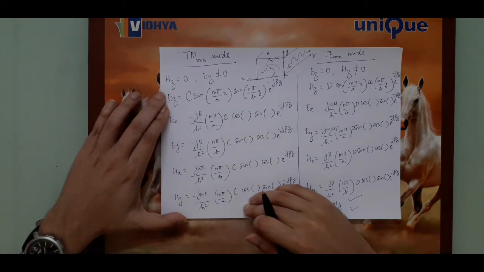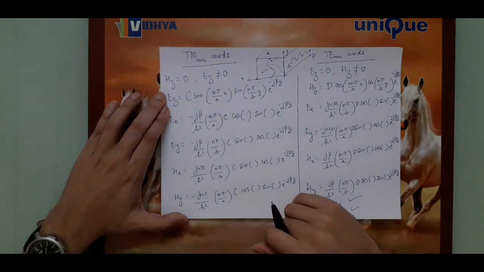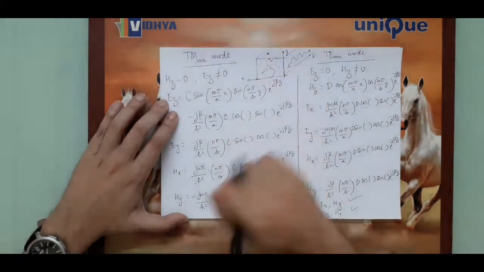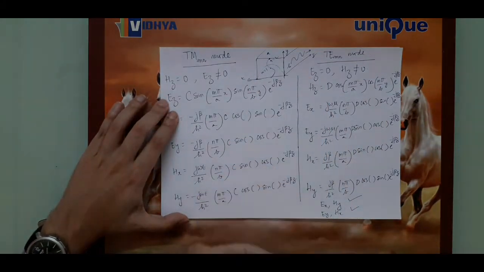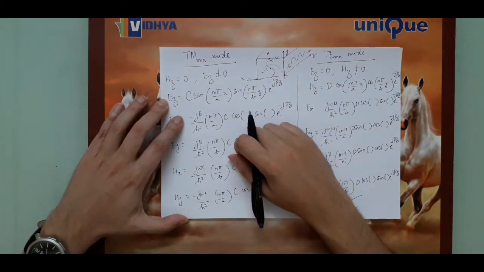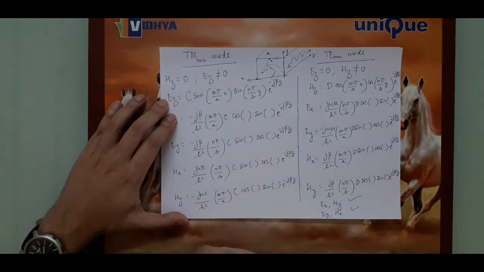Now what is happening is that we have to know what are the possible values m and n can take, or rather what are the smallest possible values m and n can take. So let us look at the TM mode.